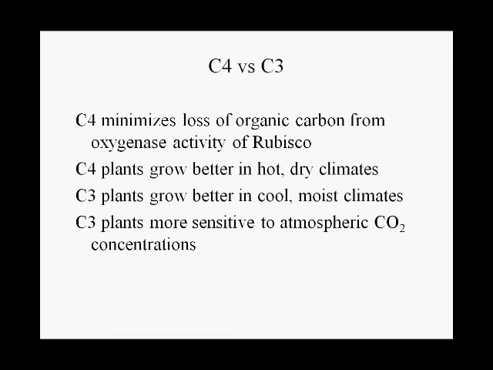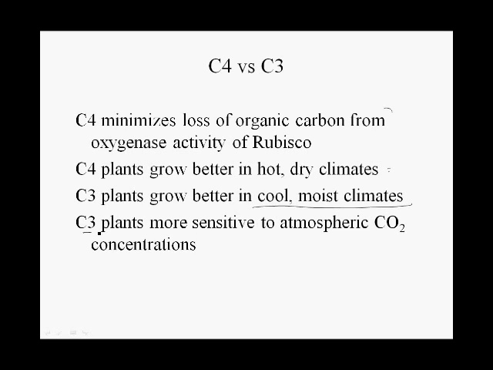To summarize then, C4 versus C3 photosynthesis. C4 plants have minimum loss of organic carbon from oxygenase activity because they're operating this CO2 delivery system for Rubisco. As a result, C4 plants grow better under hot, dry climates. But because there is an energy cost, if you have cool and moist climates, C3 plants grow better.